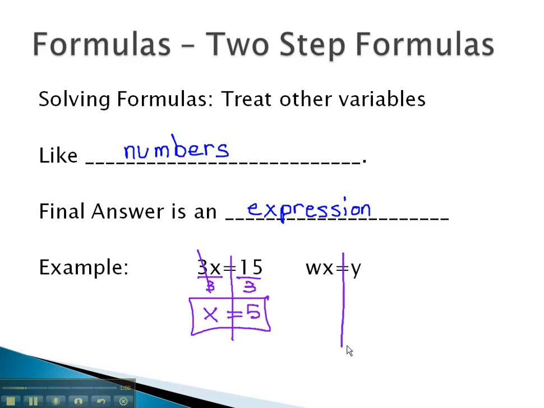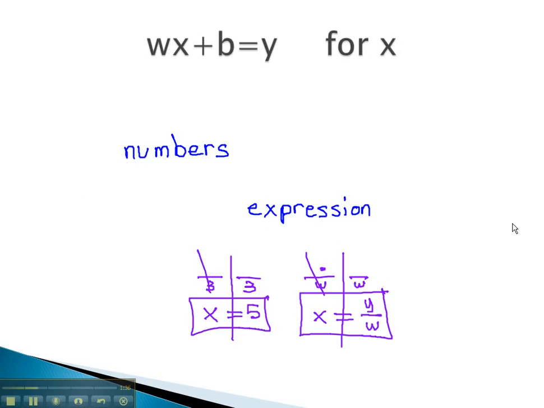Say wx equals y. X currently is multiplied by w. To get x alone, we will divide both sides by w. Our final answer is an expression, that fraction y over w. The important thing as we solve these formulas is that the variable we want is alone on one side. Let's try some examples that are more like two-step equations.